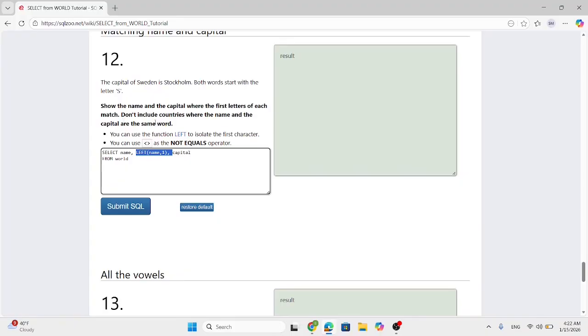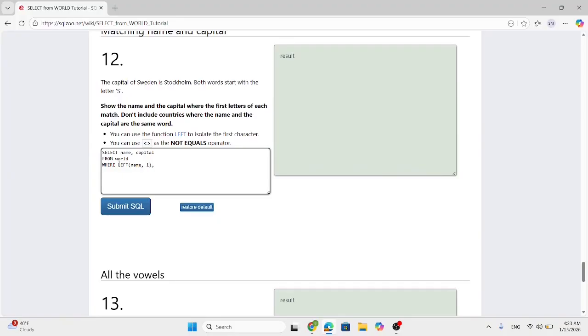Okay, you can use the function left to isolate the first character. As you can see, they gave us already a hint. You can use this statement as the not equals operator for especially these parts. Okay, they gave us nearly everything. We just need to write select name and capital from world. We need to write where this one that they gave us already, left name, one.